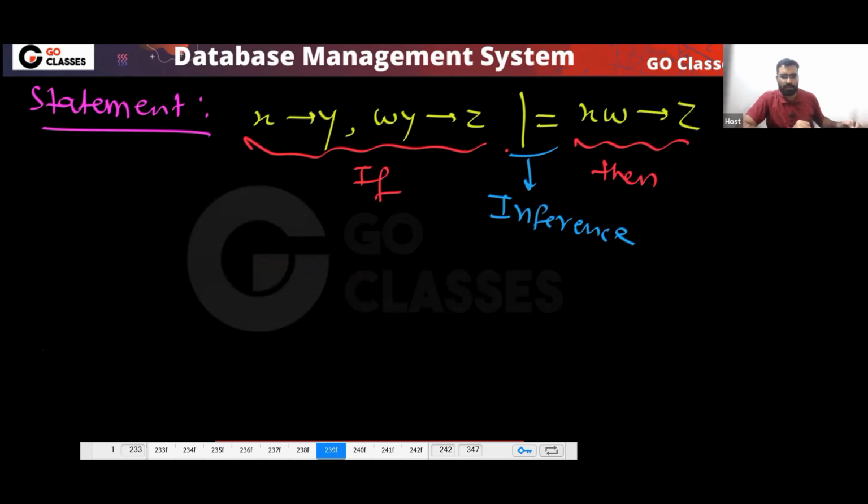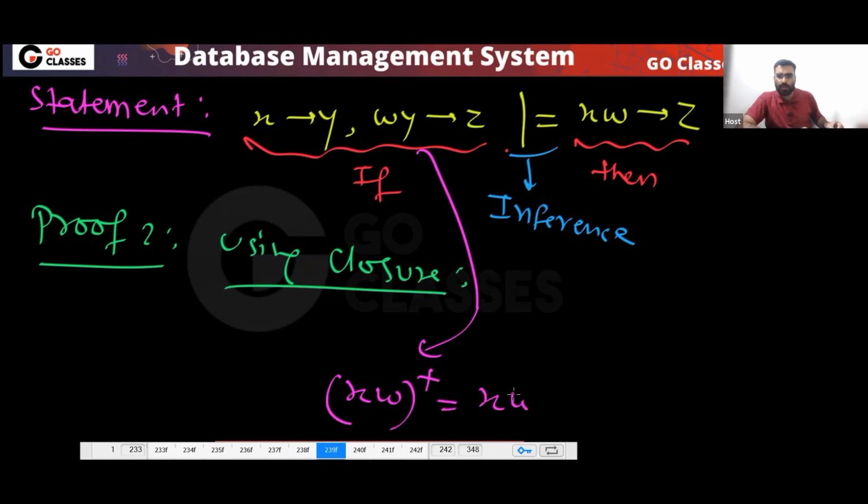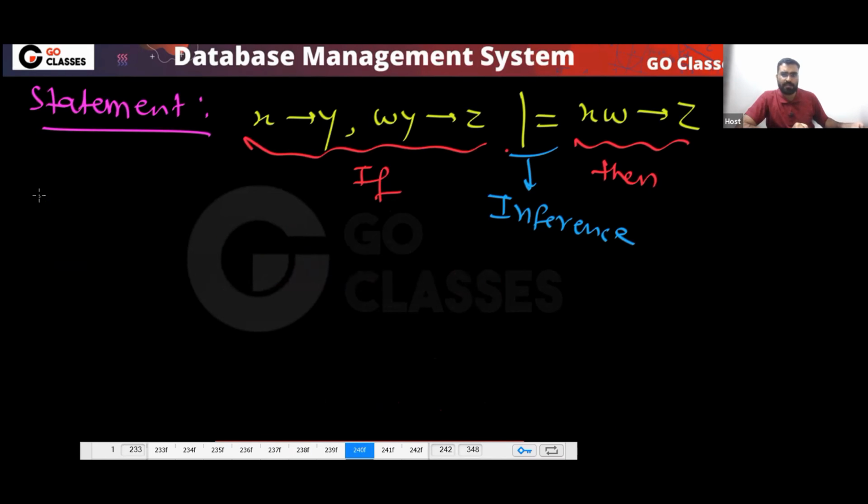What is proof number 2? Proof number 2 is very simple: closure. Using closure, you find what is XW plus, that will be XW. X can determine Y, WY can determine Z. So I can say that this will happen. And what is proof number 3?